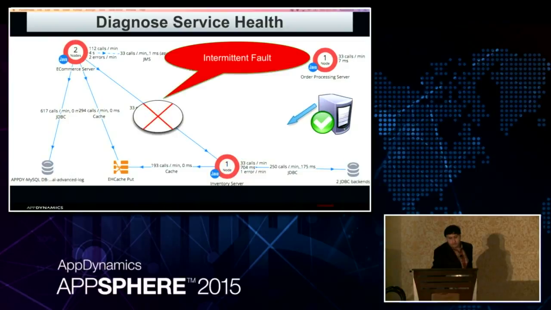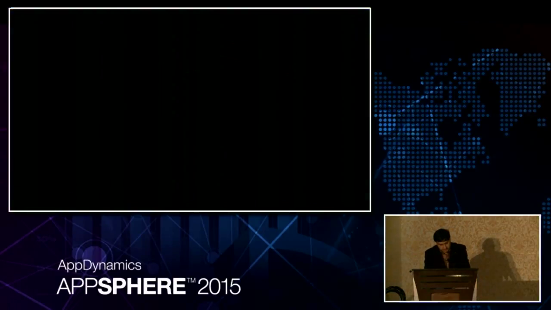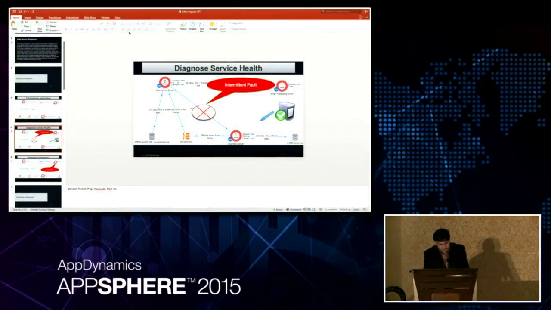And in the scenario, I'm going to inject an intermittent fault between the e-commerce server and the inventory server. So the symptoms are usually going to show up in the application, where the application is going to show a lot of errors. And since it's intermittent, you're going to have a lot of choppy errors and choppy response times. And we'll see that shortly here.